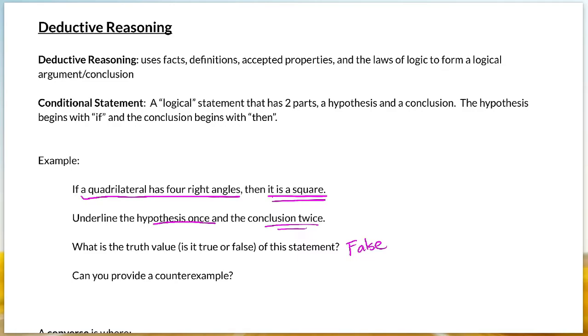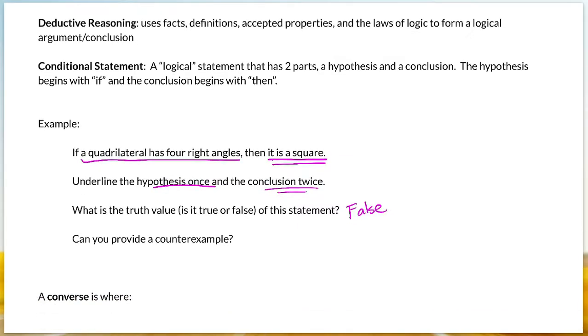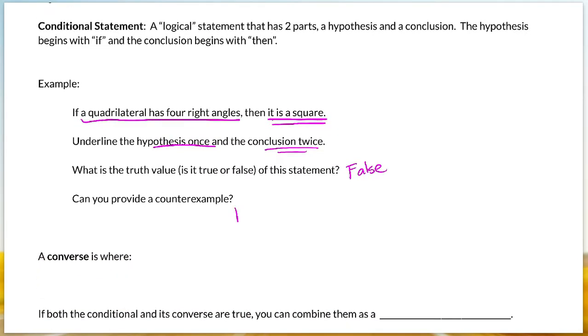It is false. And often when we have a conditional that is false, we will ask you to provide a counterexample. A counterexample will keep the beginning of the statement true and make the conclusion false. So we're looking for an example of a quadrilateral that has four right angles but is not a square. And that would be a rectangle. So for providing the counterexample, you could either state rectangle, or you can draw a picture of a rectangle.